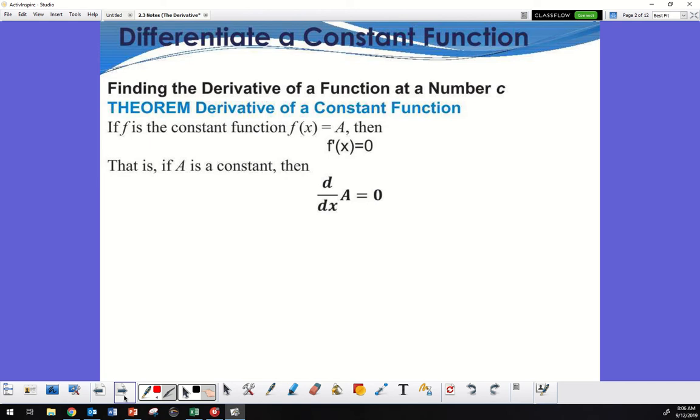So if a is a constant, then this is another way of writing it. The d over dx, the derivative of the function, whatever it is, in terms of x, is equal to 0.